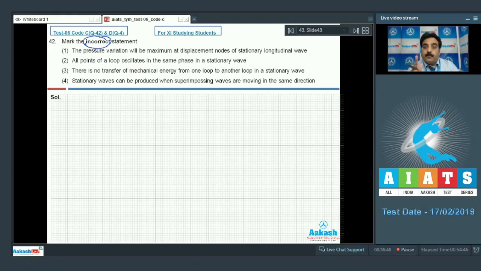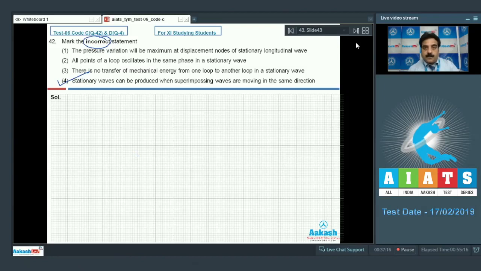Number 1, within a loop. A stationary wave is formed when two waves are traveling in opposite directions. So this is the basic knowledge. Now I am going to read the options. When you reach option number 4, you will get: stationary wave can be produced when superimposed waves are moving in the same direction. So my option number 4 will be the right choice.